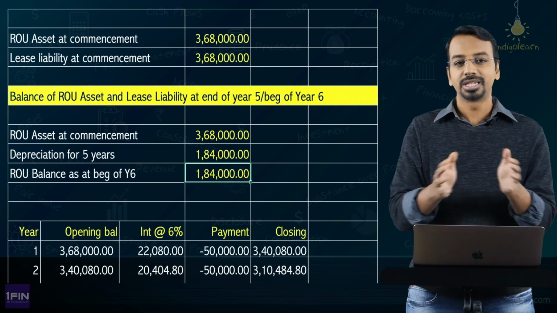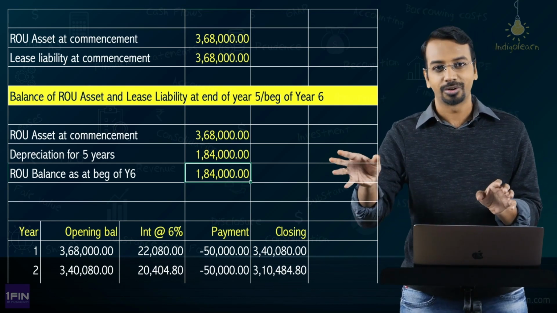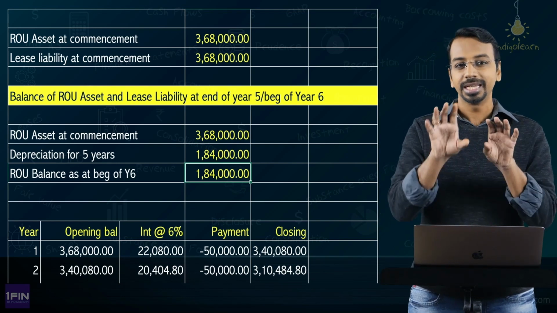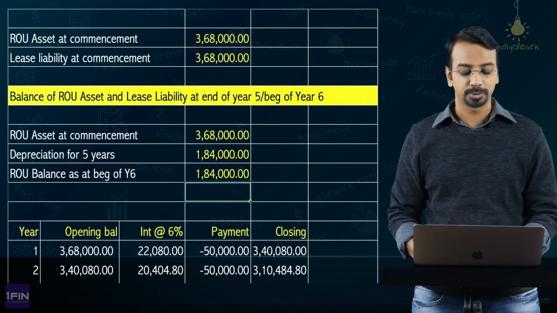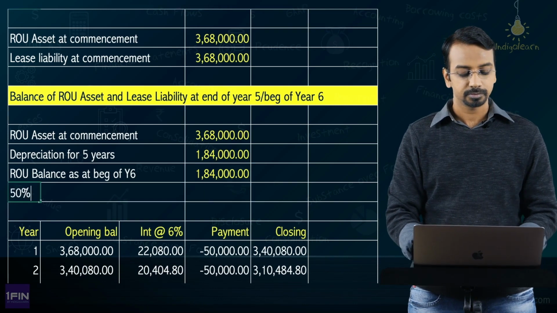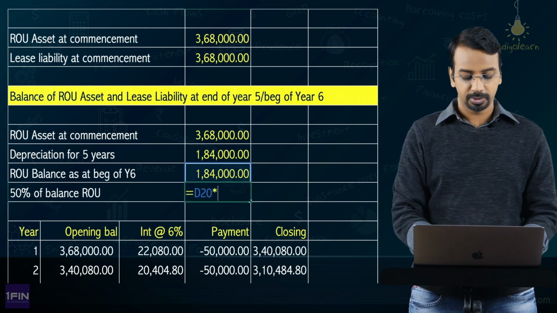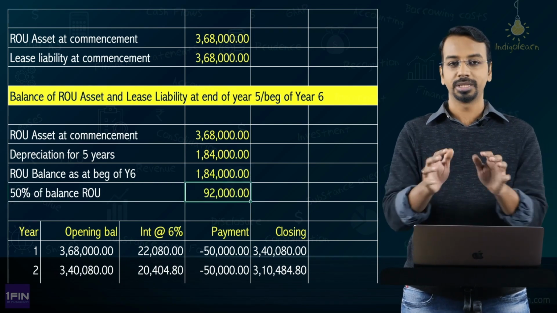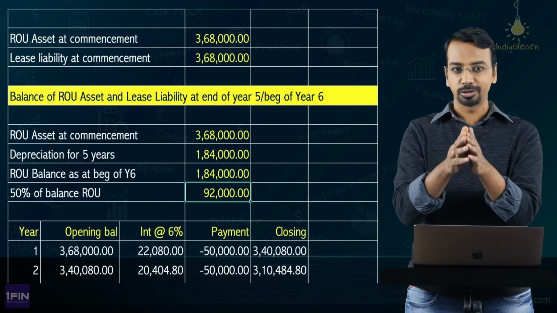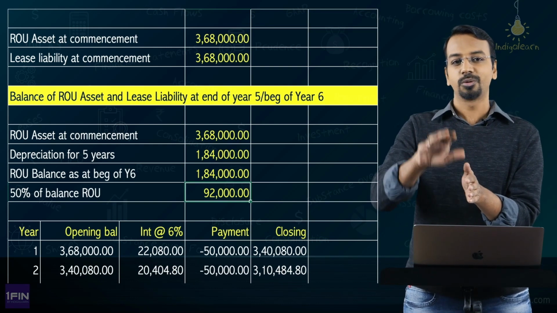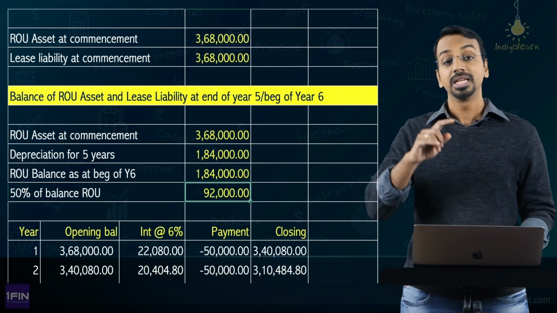I'll break the lease into two parts and one part I'll give back to the landlord. So if I were to account for them separately, this part will be 50%, right? Out of 1,84,000, what is 50%? 184 multiplied by 0.5, you get 92,000. So this ROU asset which has a balance of 1,84,000, I'll divide into two parts and say ROU asset worth 92,000, you please take back. Balance 92,000 will remain in my books.